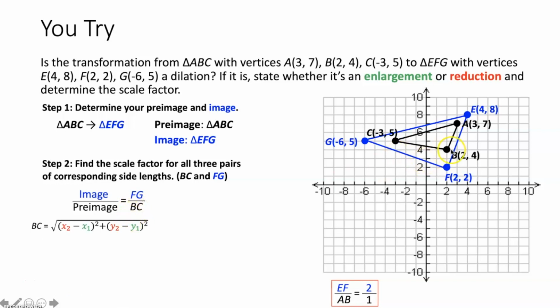So the measure of segment BC I find by making one of these points x sub 1, y sub 1, and the other one x sub 2, y sub 2. Plug in the coordinates to their corresponding spot in the distance formula and simplify. -3 minus 2 is going to be -5. 5 minus 4 is going to be 1.